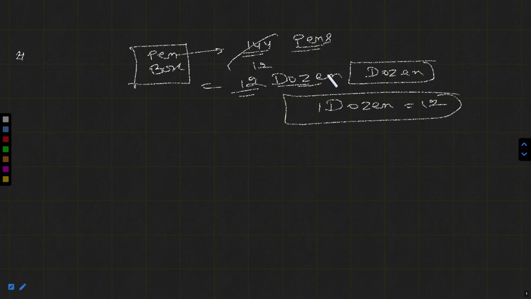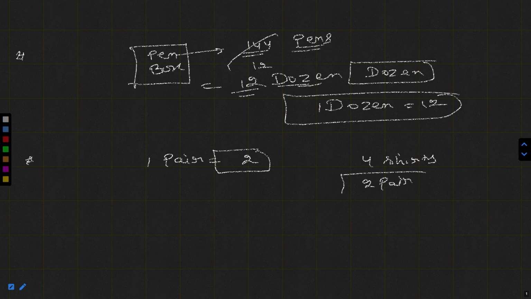Okay. The most important point is there. Suppose I am saying one pair. So in one pair, you know, the value is 2. In one pair, 2 values. So if you have like 4 shirts, so you can say you have 2 pair of shirts, right? You can easily convert. So these numbers are used to simplify the bigger numbers.